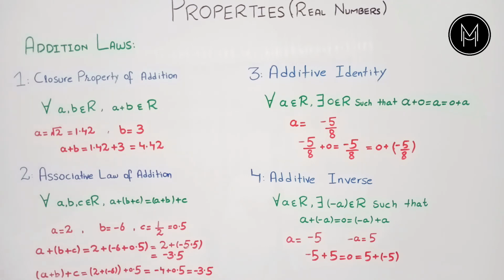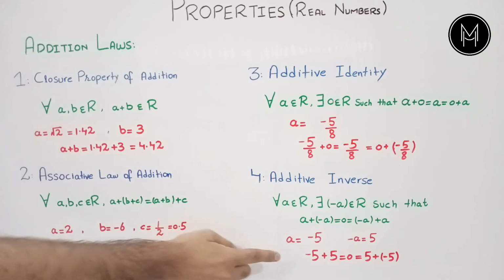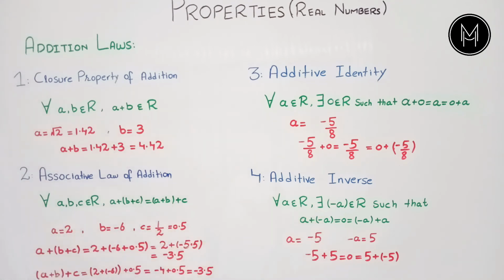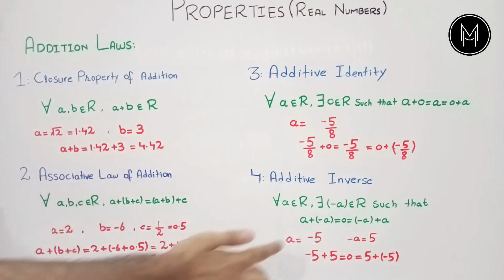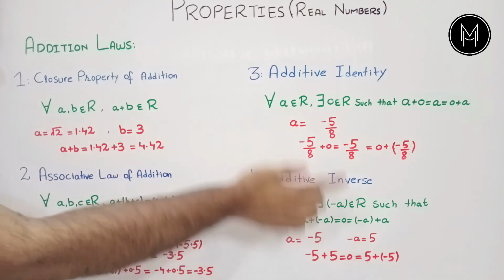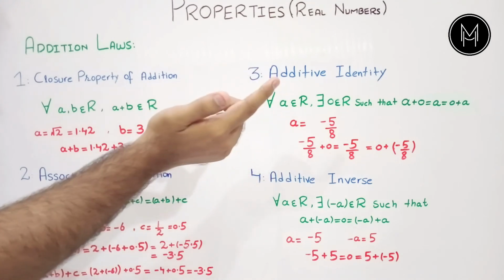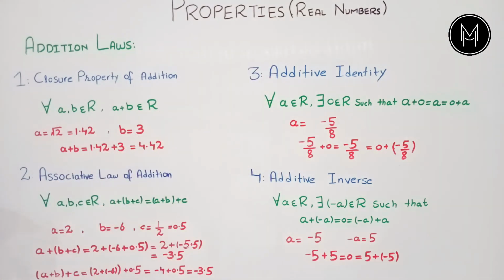Now one more thing to note: when we add the additive inverse and the actual number of any set of real numbers, we will get the additive identity of the real set. Whenever we add an actual number and its additive inverse of real numbers, we will get the additive identity of the real set. So this is all about additive inverse.